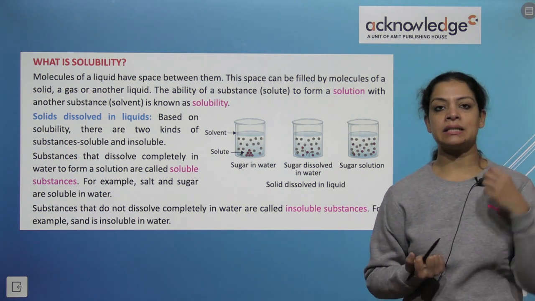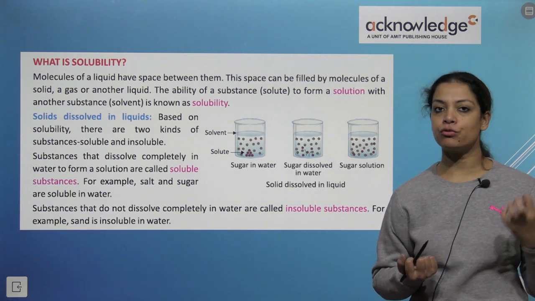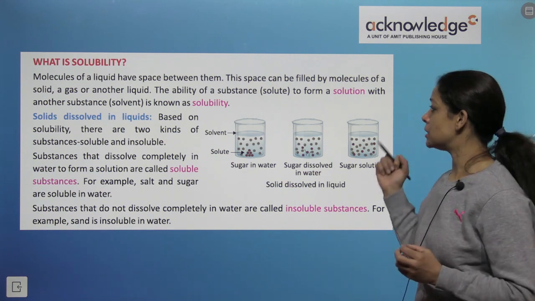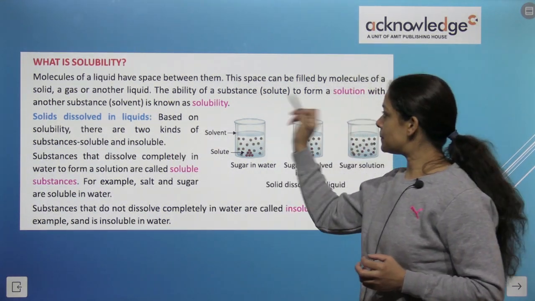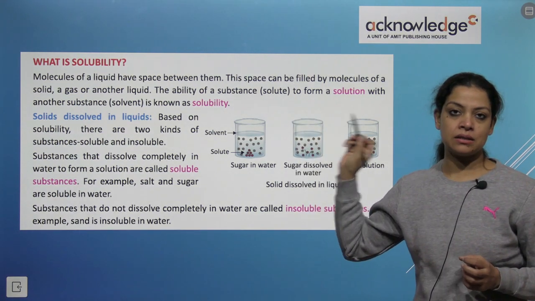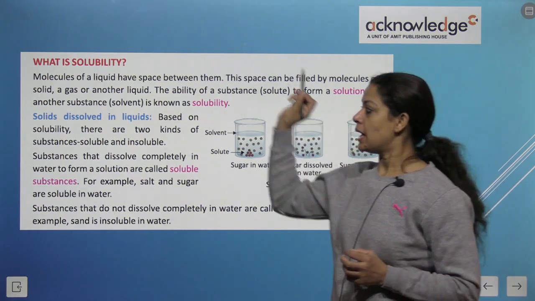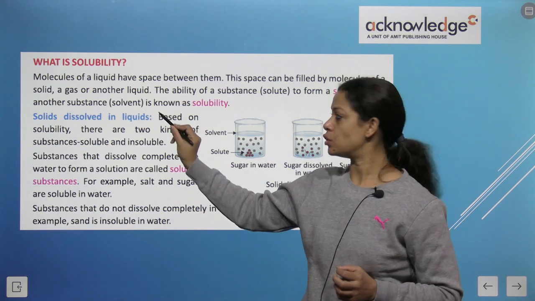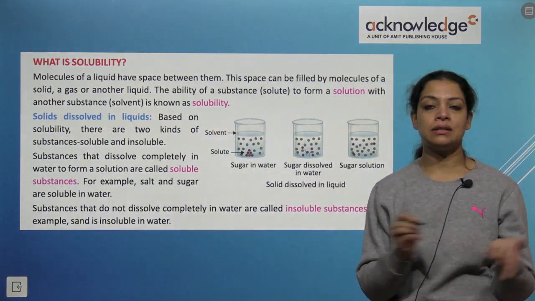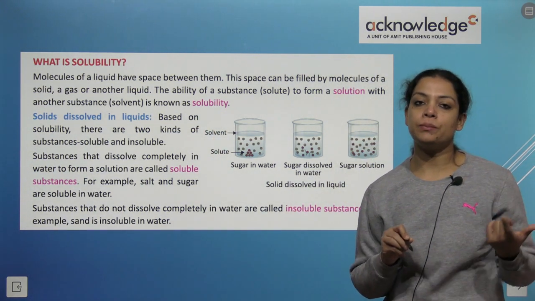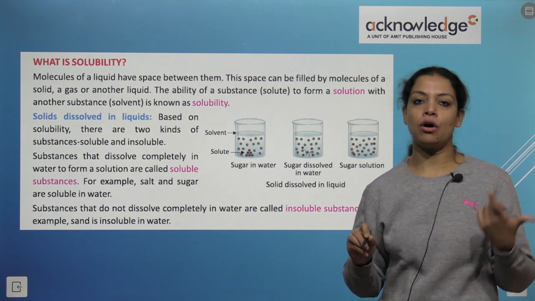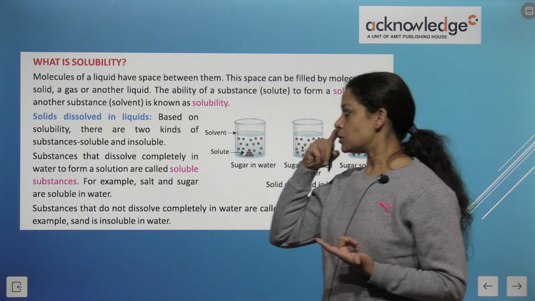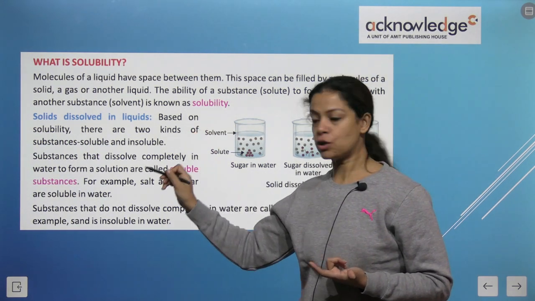किसी substance में एक ऐसी capacity है, ability है to form or to make a solution with another substance that is called solvent. So the substance which is able to make a solution, that is called solute, and with another substance that is called solvent, and the total solute and solvent becomes solubility. Okay, so they have this capacity of solubility. So solids dissolved in liquids.